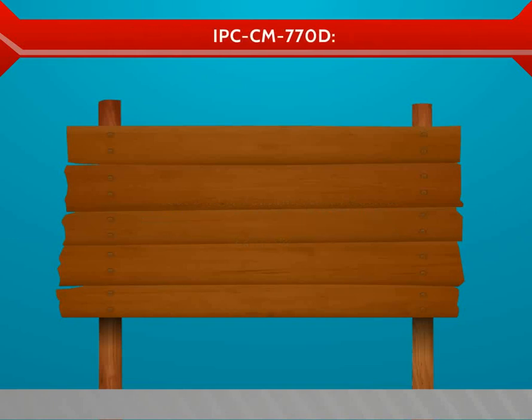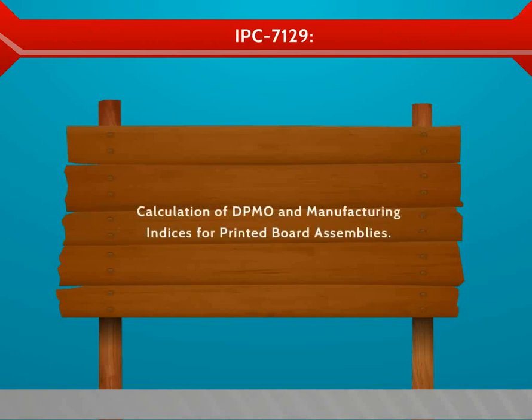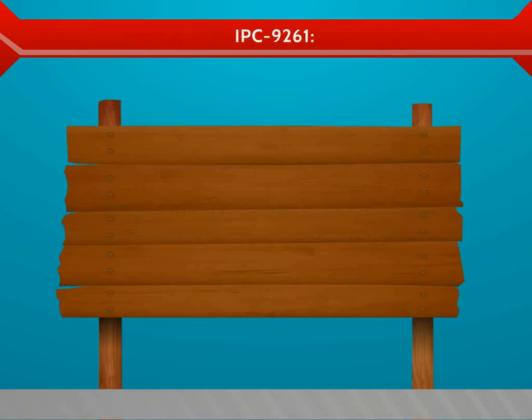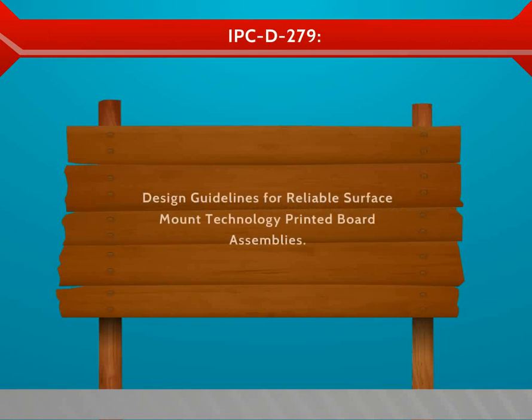IPC CM 770D, Component Mounting Guidelines for Printed Boards. IPC 7129, Calculation of DPMO and manufacturing indices for printed board assemblies. IPC 9261, In-process DPMO and estimated yield for PWAs. IPC D 279, Design Guidelines for Reliable Surface Mount Technology Printed Board Assemblies.